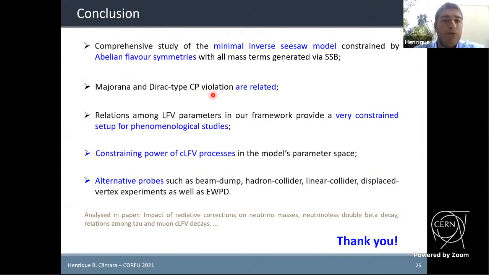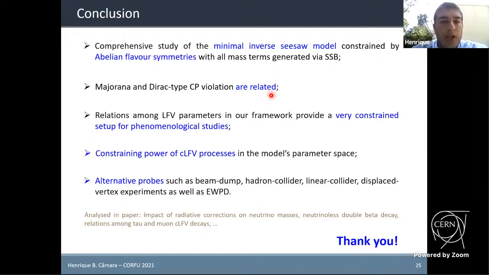So to briefly conclude, we performed a comprehensive study of the minimal inverse seesaw model constrained by abelian flavor symmetries. We are working in a spontaneous CP violating scenario, and all the relevant mass terms are generated dynamically. So this leads in our work to a correlation between Majorana and Dirac type CP violation. Furthermore, the abelian flavor symmetries provide a very constrained setup for phenomenological studies, since they imply relations between heavy-light mixing parameters.